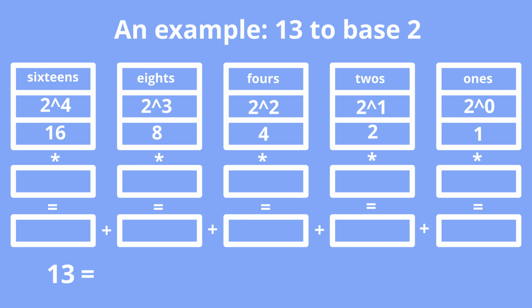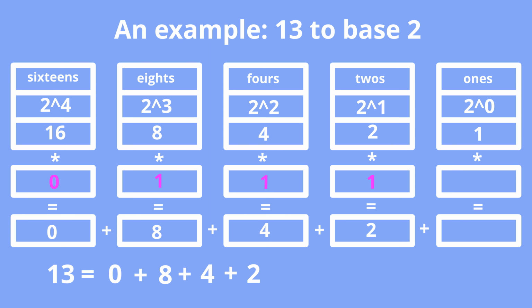So 13 equals. Let's try to put digit 1 in the 16th position. 16 is already greater than 13, so we can put only 0 in this position. Next, let's put digit 1 in the 8th position. 0 plus 8 equals 8, which is less than 13, so we can continue. Let's put digit 1 in the 4th position. 0 plus 8 plus 4 equals 12, which is less than 13, so we can continue.